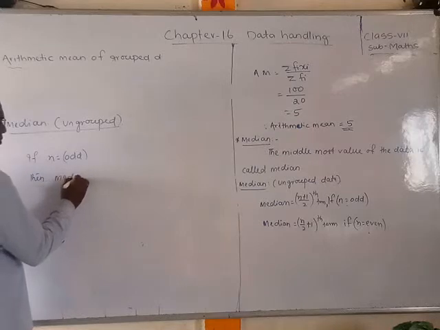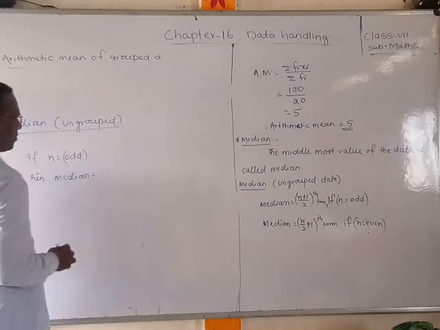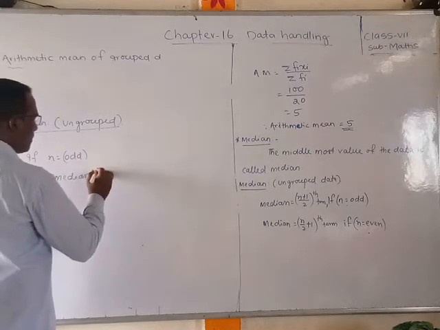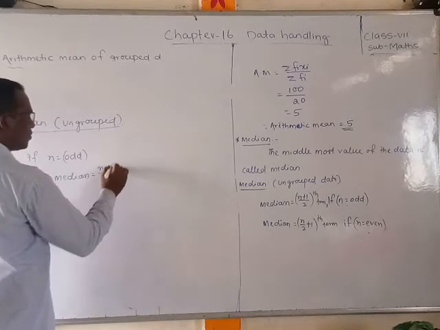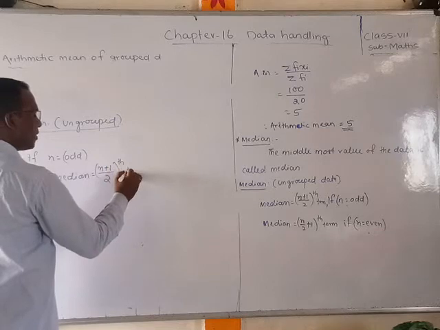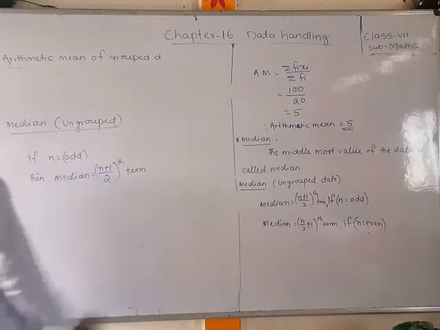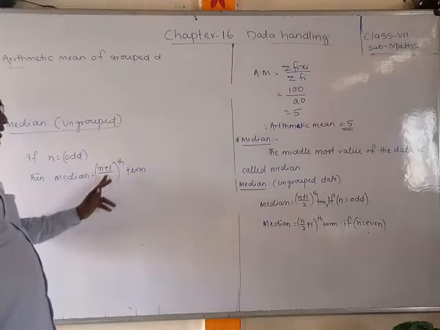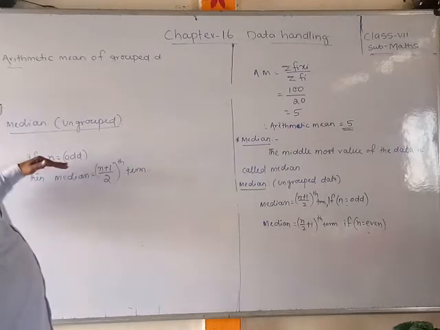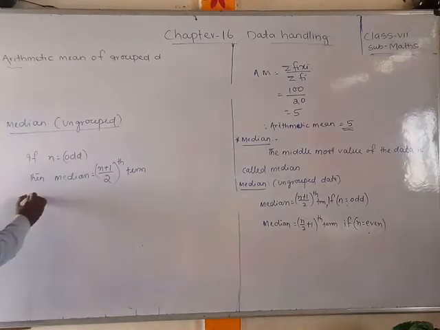median is equal to, how should we find it? Now, n plus 1 by 2 th term. This is the formula: median is equal to n plus 1 by 2 th term. Suppose I will give one example I can explain to students.